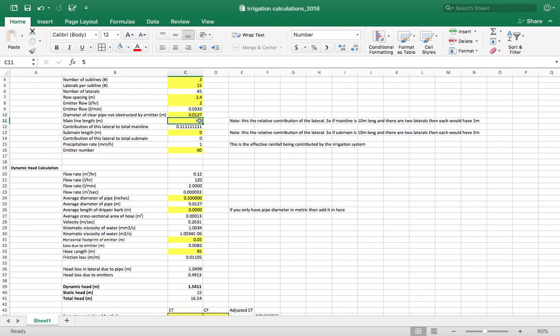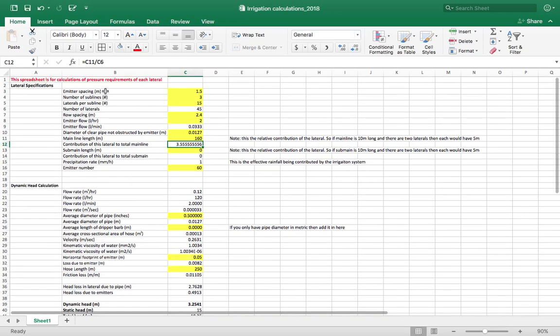Mainline length. So our mainline goes the whole way up the side of the vineyard. So let's say it's 160 meters. Now we're doing a calculation for one lateral, only one of the laterals. So what we need to know is how much of that main line is contributed by each lateral. So it's just the main line length divided by the number of laterals. And that's all done for us.